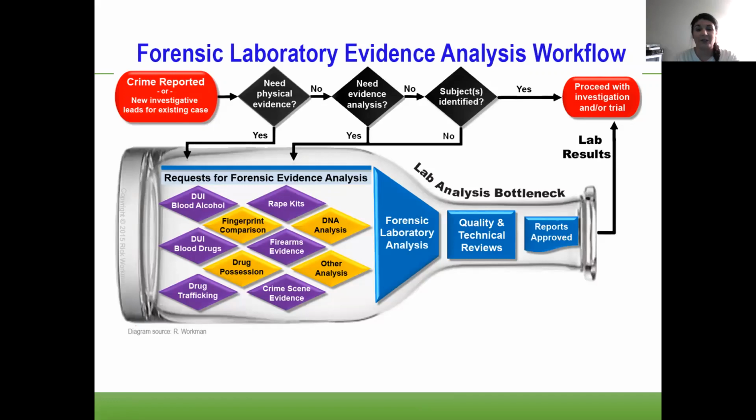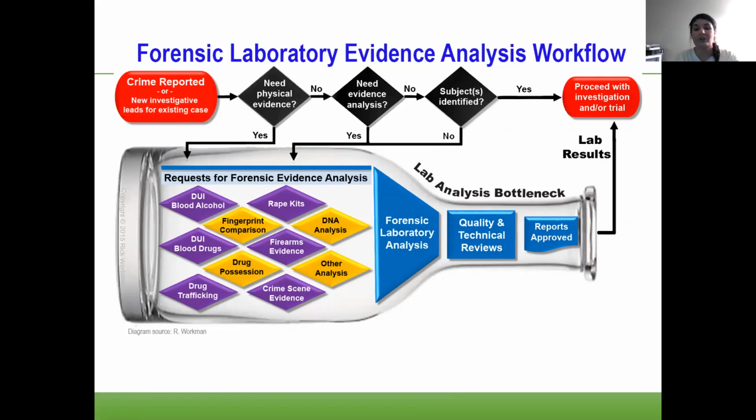If you need subjects identified, you don't take it to the lab. You take it to an investigation or a trial. And then, so you have all these requests for forensic evidence analysis. And then it's kind of like a bottleneck. You have all this information, but you can only do as much as the lab is capable of doing.